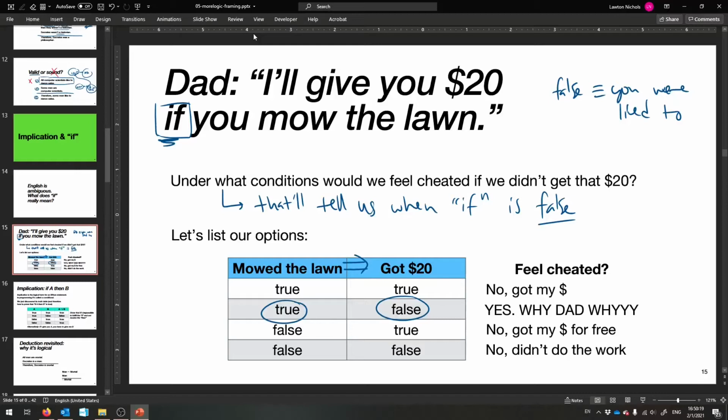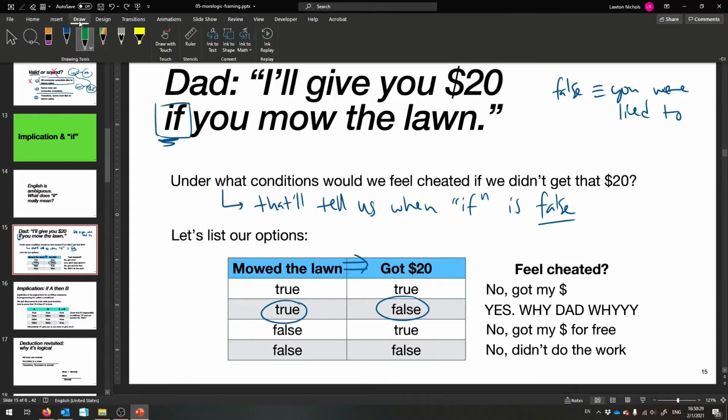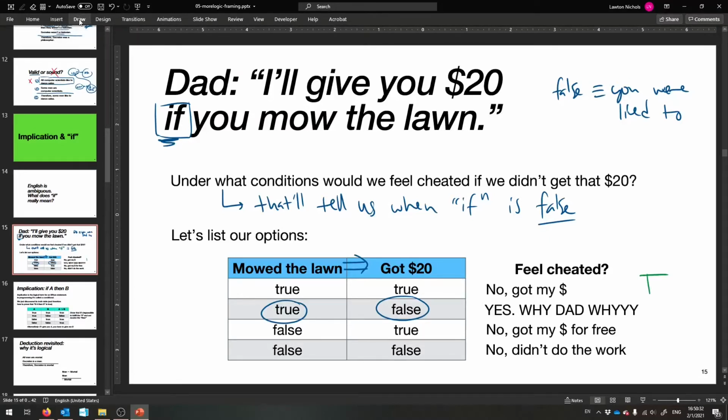So that is the one case where this if statement in logic, we call it implication, is false. So this is the truth table for if. True, false, true, true. Okay, this is the one case where it's false because you upheld your bargain, but you did not get the conclusion that you were hoping. Okay, that is implication in a nutshell.